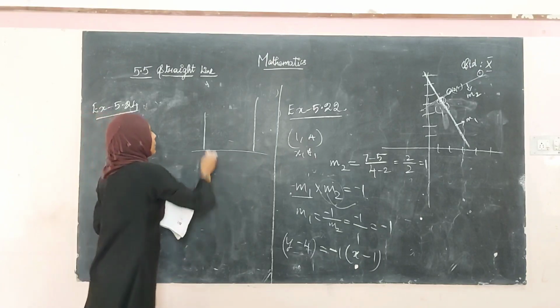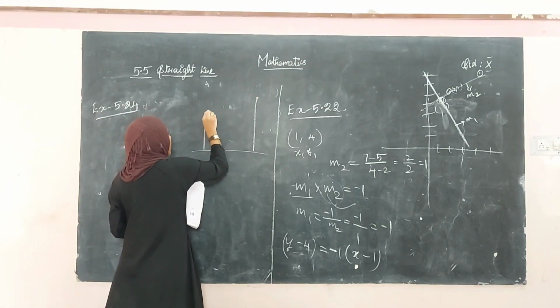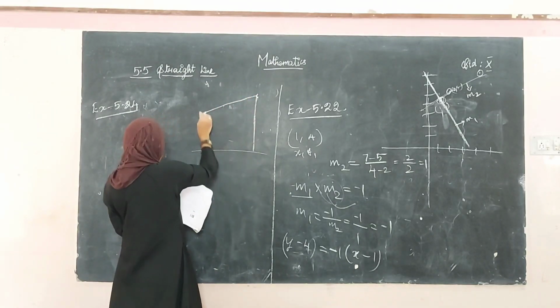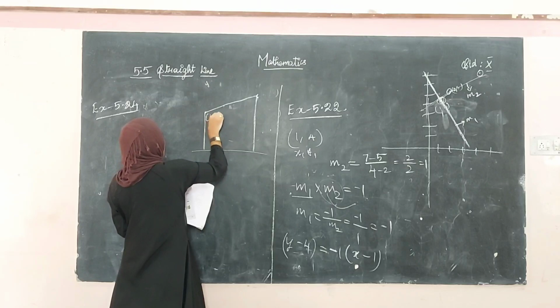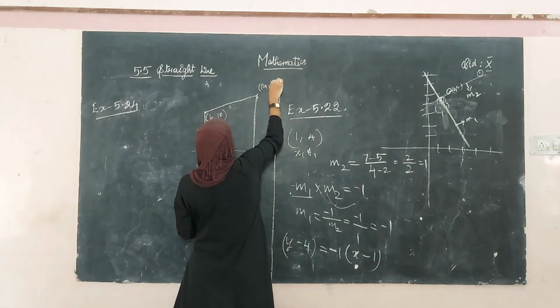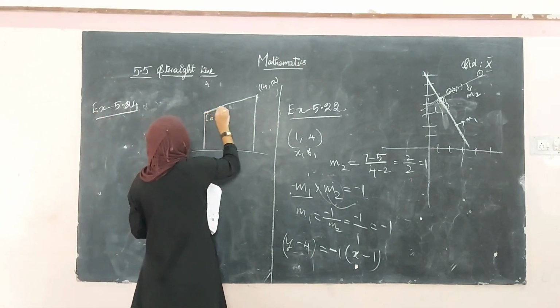So what are they doing? This is the terrace. Terrace means the roof top. So from this terrace to this terrace, they place a heavy rod. Okay, so what is its point? 6, 10. What is the other point? It is 14, 12. Okay, so now you have to find the equation of this rod.